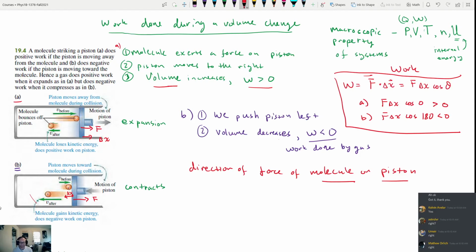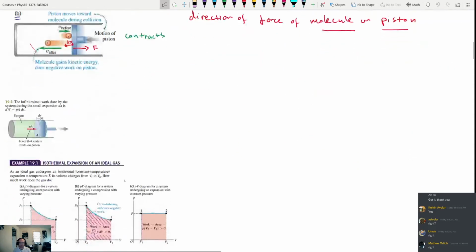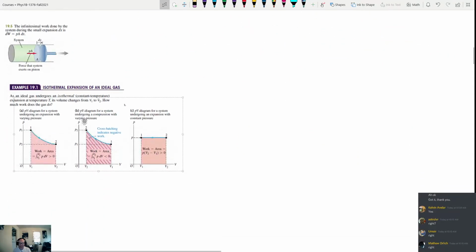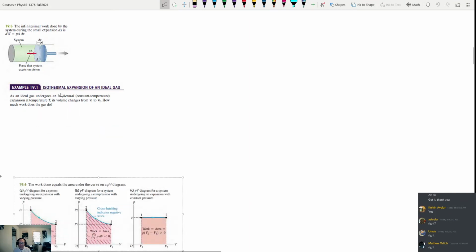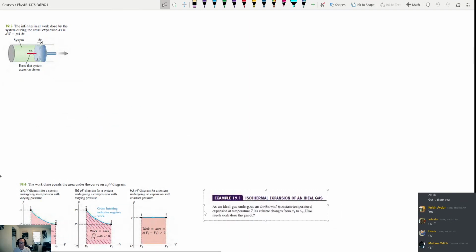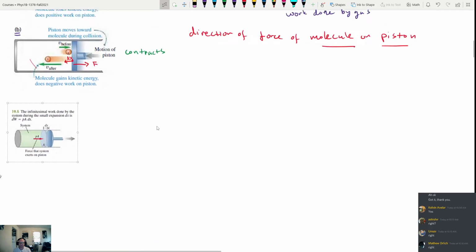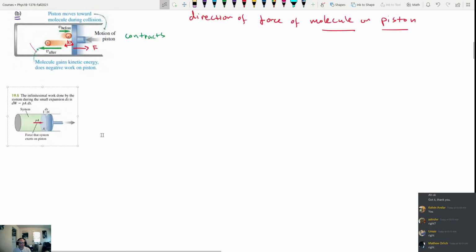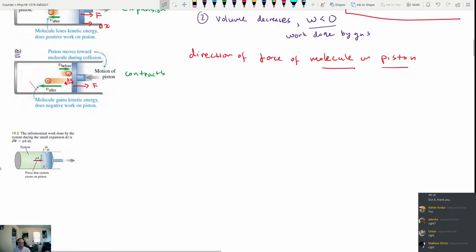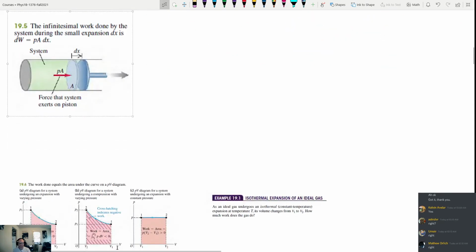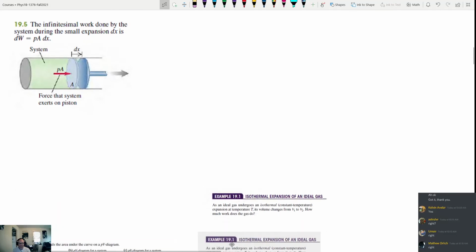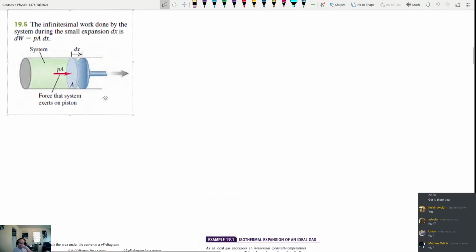So how do we quantify it? Let's quantify the work done. Scroll down a little bit, shift these down. Now we want to quantify the work done during a volume change, meaning we want to create an equation.